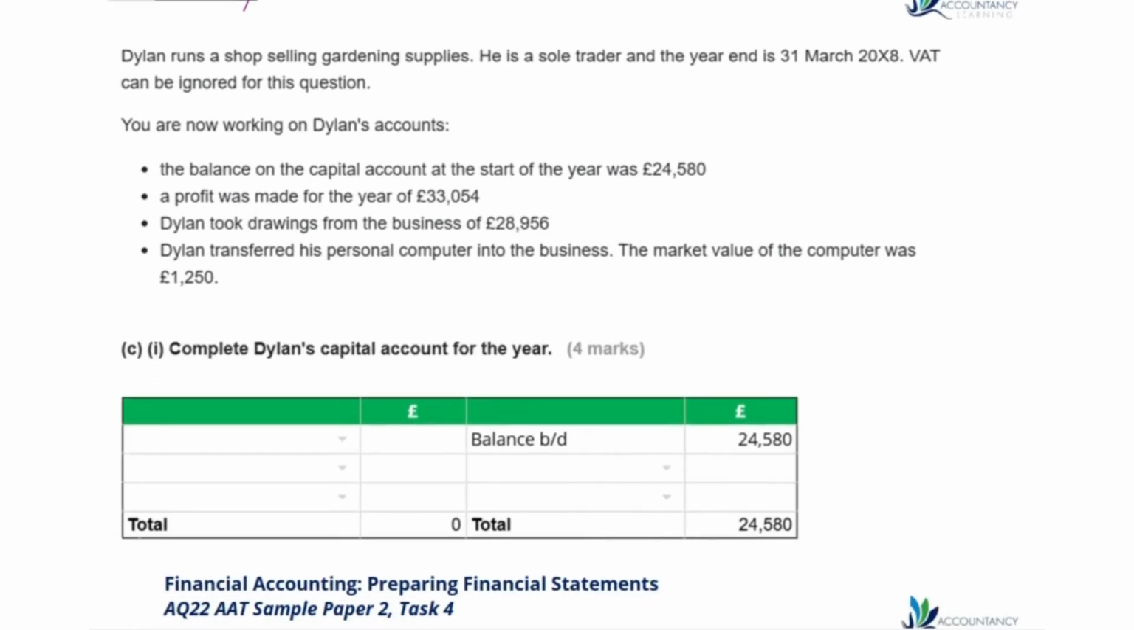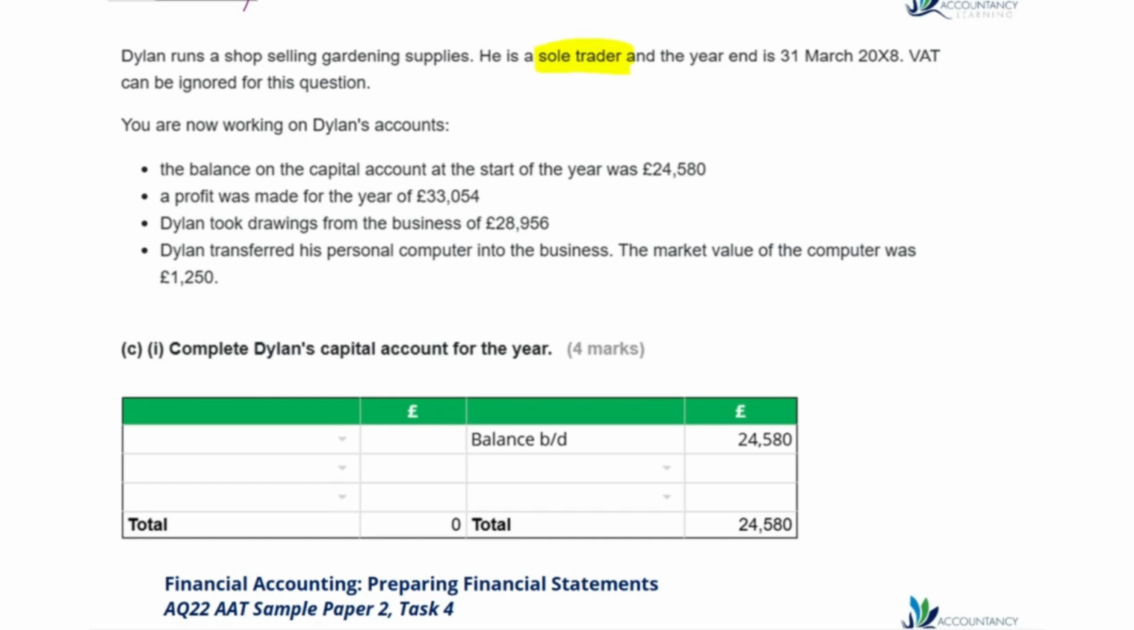Dylan runs a shop selling gardening supplies. He's a sole trader and the year end is the 31st of March X8. VAT can be ignored. You're now working on Dylan's accounts. And then we've got a list of different transactions there, and we're asked to complete Dylan's capital account for the year. So just bear in mind here that he is a sole trader.